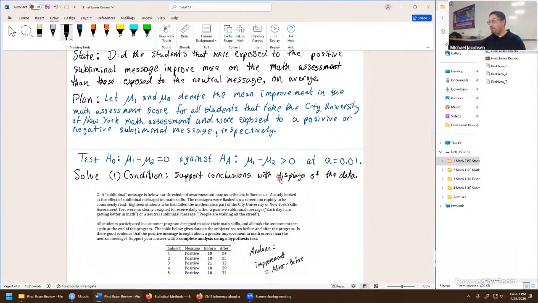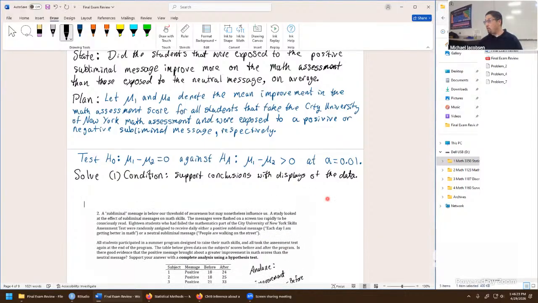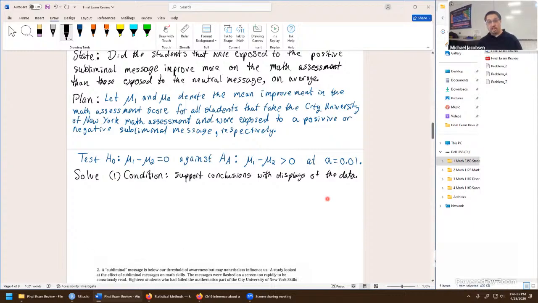So even though it says displays, depending on the situation, one might work. But for this context, if we have two independent populations, we're looking into two displays of data. We have to look at how the analysis for the improvement looks in terms of skewness and outliers for the positive group and the neutral group independently. So at this stage, we're now going to use RStudio a little bit more heavily to support our analysis, getting those graphics. Any questions at the moment before we take a look into the condition checking?